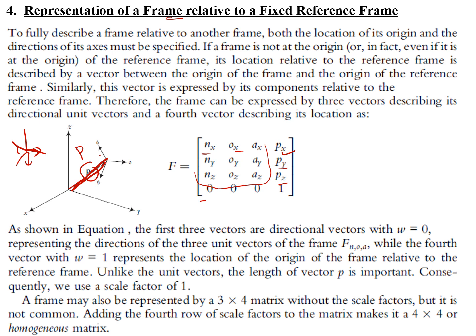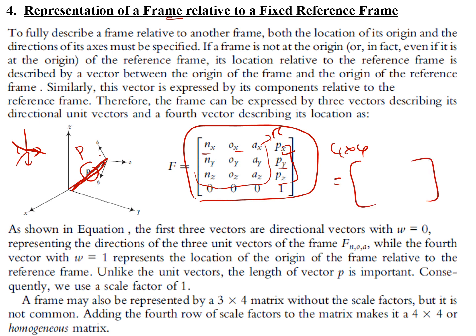Now this 4 cross 4 is called a homogeneous matrix. In a homogeneous matrix, this 3 cross 3 is the rotation matrix, and then this one is the translation matrix. So how to represent this? Any homogeneous matrix can be represented like this: it has the rotation matrix, the translation matrix, and 0, 0, 0 and 1. So this is the scaling factor.